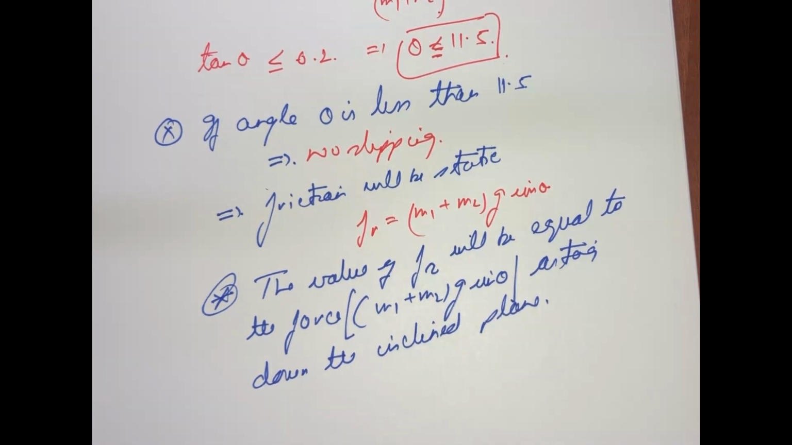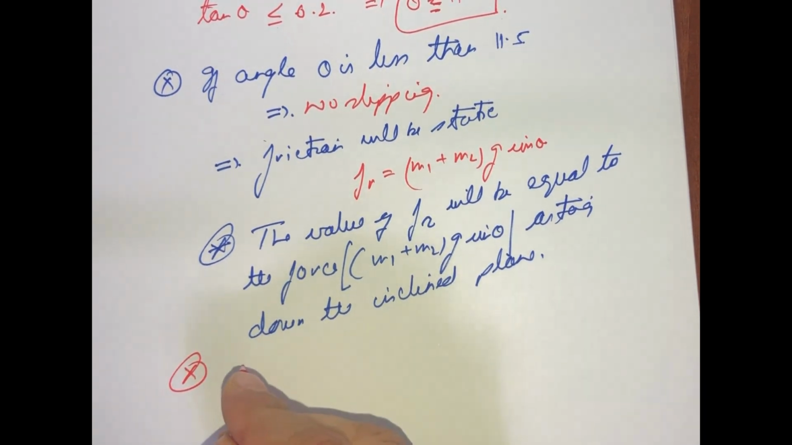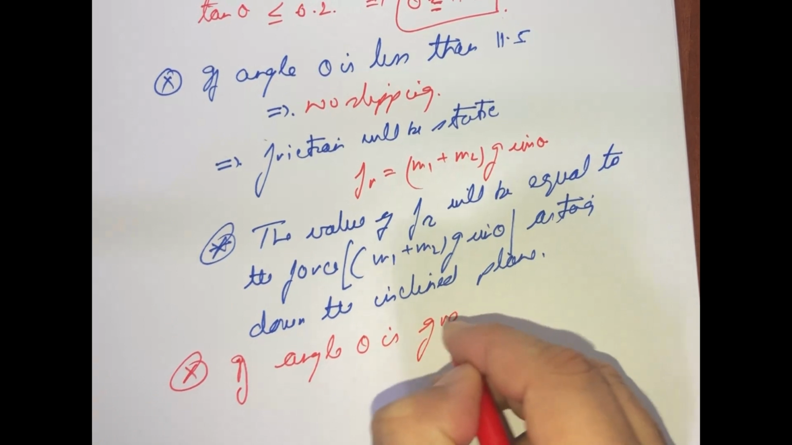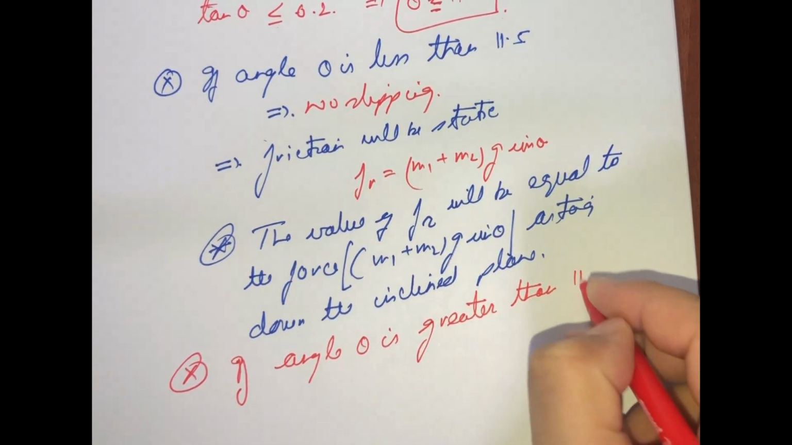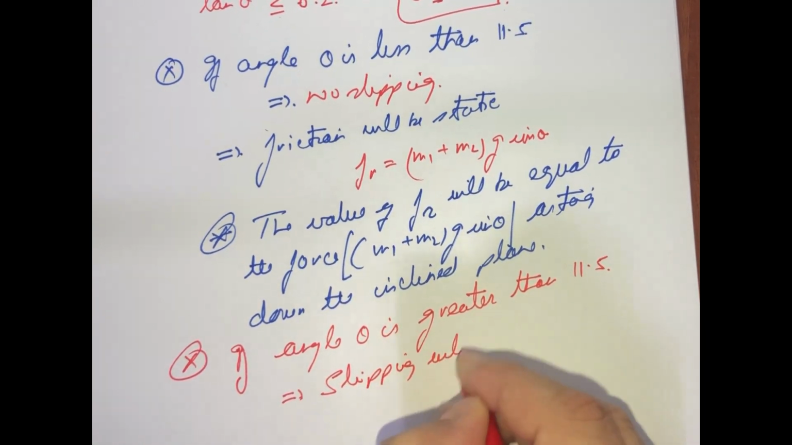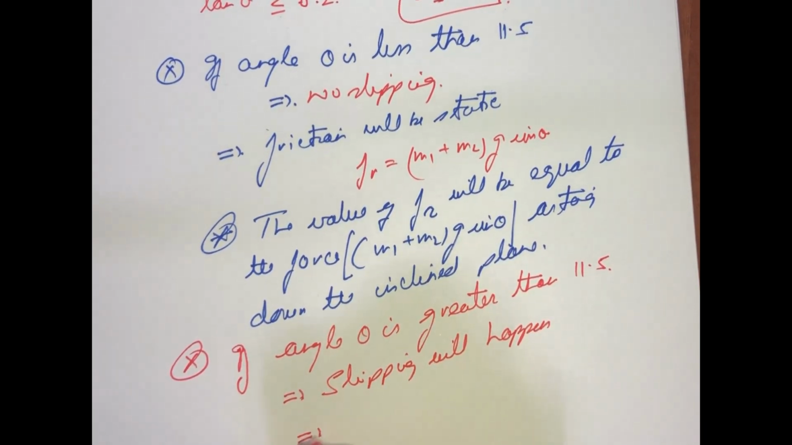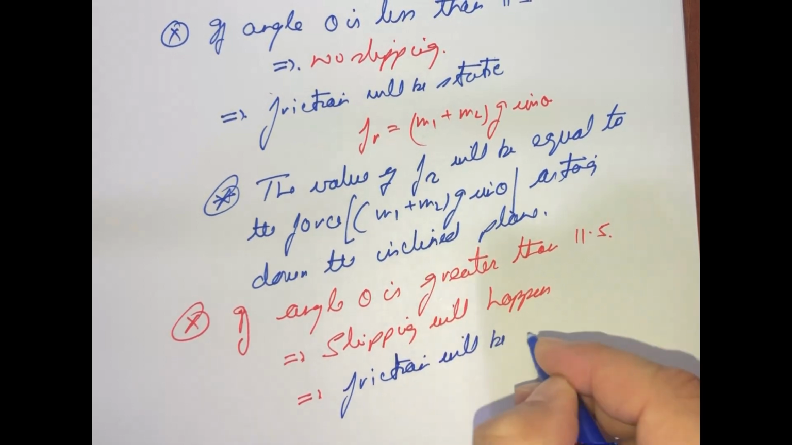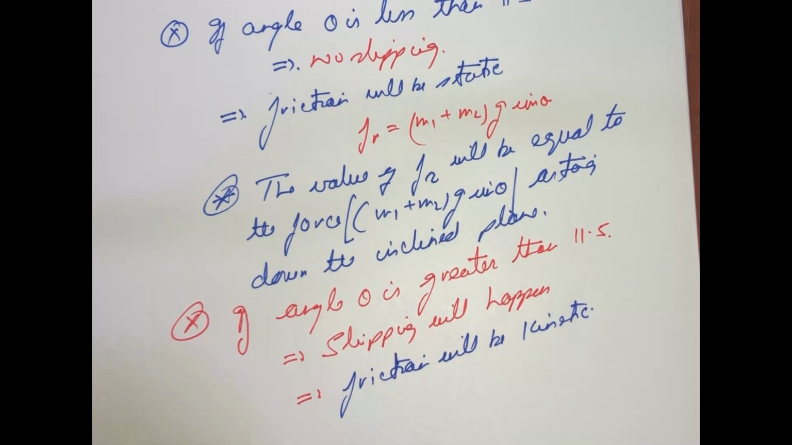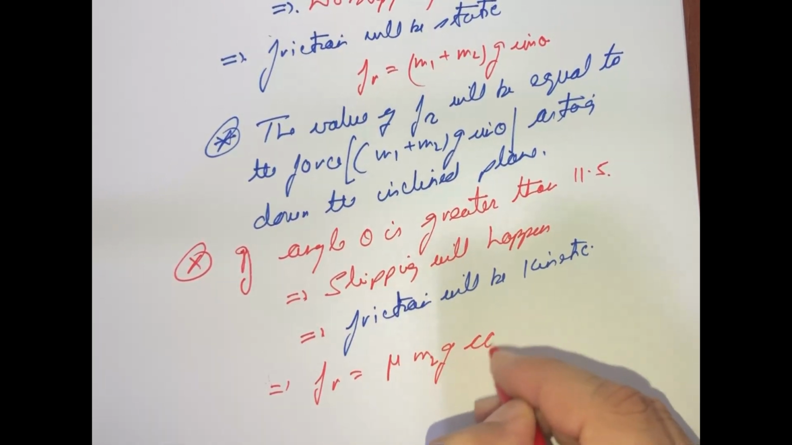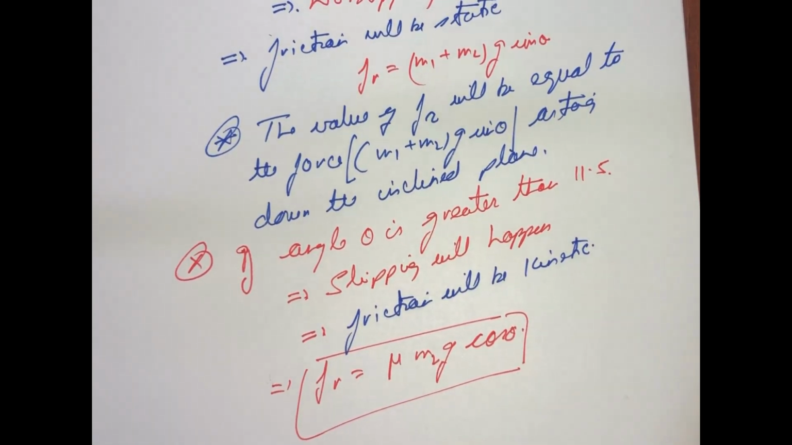Next, if angle theta is greater than 11.5, then slipping will take place. Now from here we can say the friction will be kinetic. Therefore, FR will be equal to mu M2g cos theta. Okay, so this completes the question.